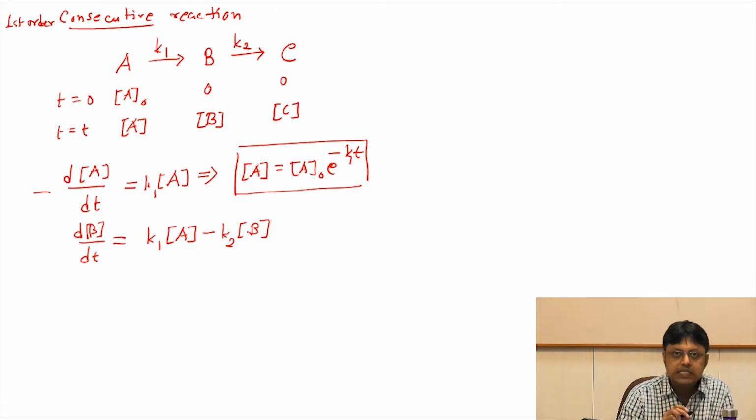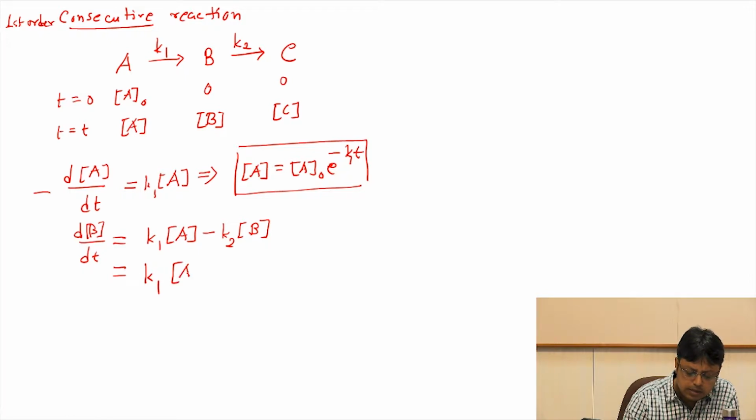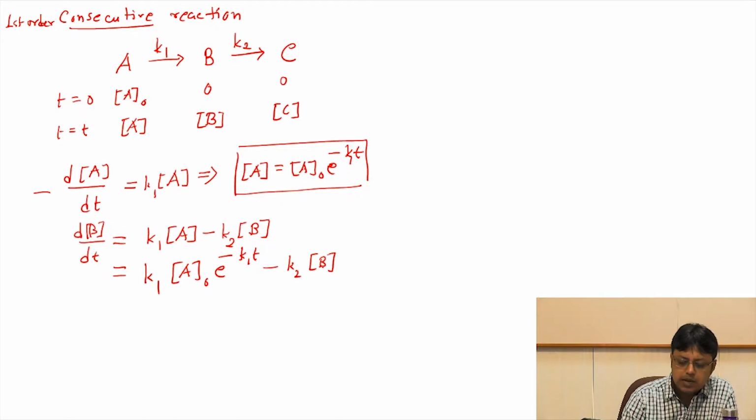So now we have to integrate, but then we have to eliminate A. We have a problem in this situation, because the equation for B now contains A also. Now A already we have in some form, because we have already solved for A, which is nothing but A0 into e to the power minus K1t. So dB/dt equals K1 A0 e to the power minus K1t minus K2 into B. So that's the equation. Now how will you solve it?